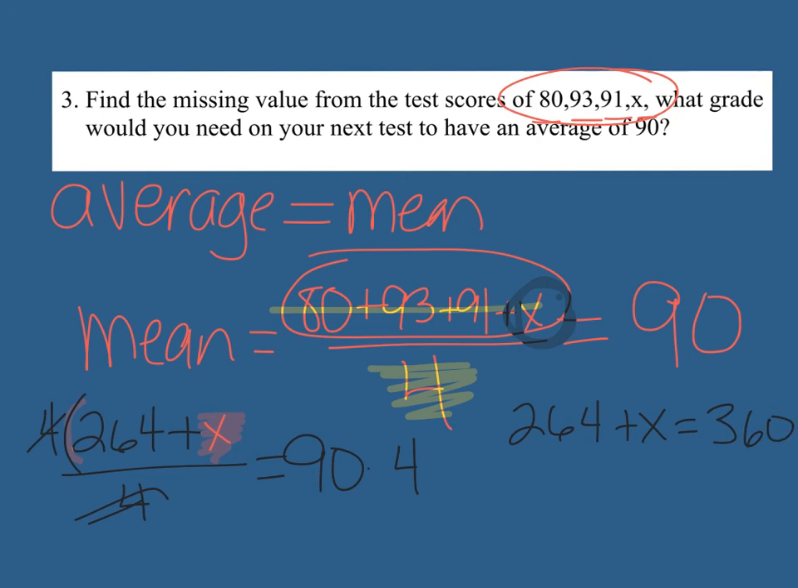Now it's a lot easier to solve for this x. So now I'm just going to subtract 264. So I have 360 minus 264. So x is 96. So my test score on that last one needs to be a 96 to average a 90 in the class.